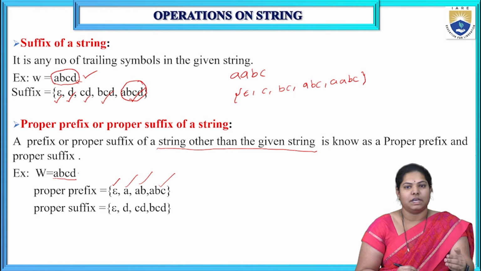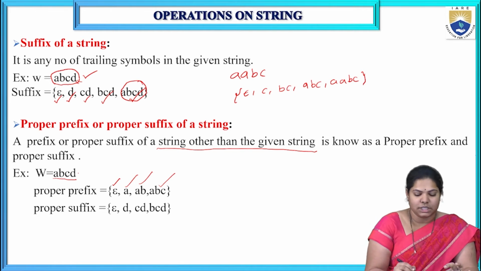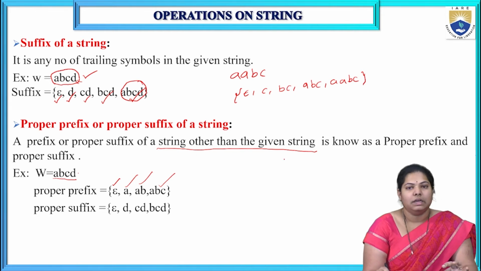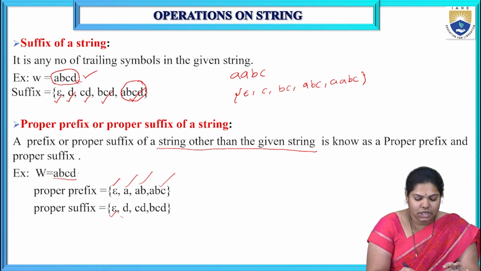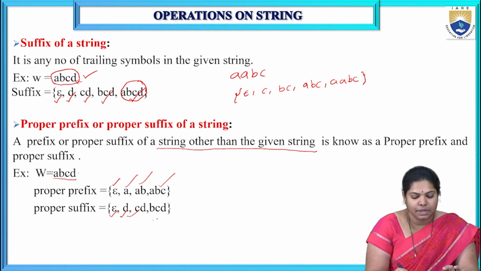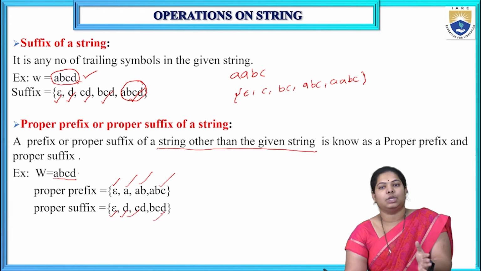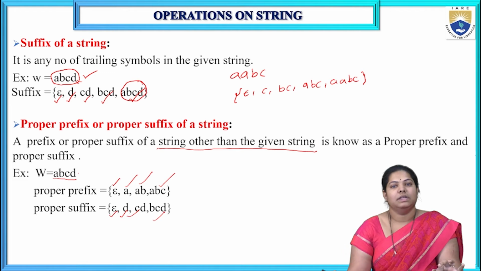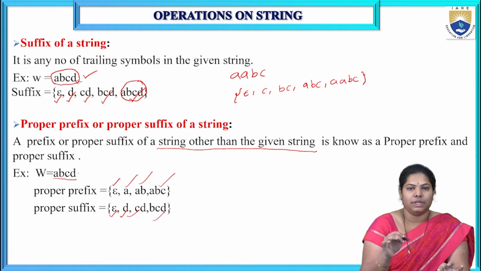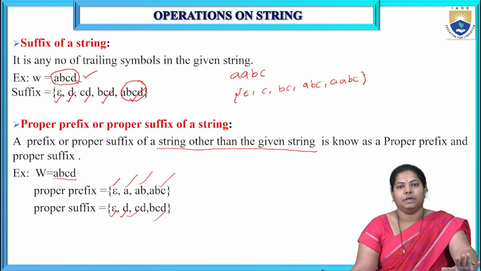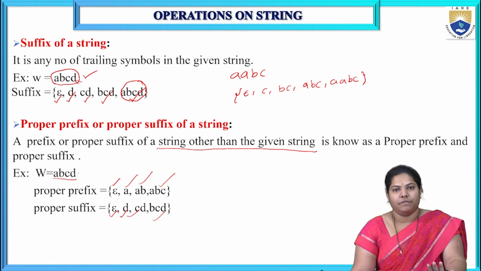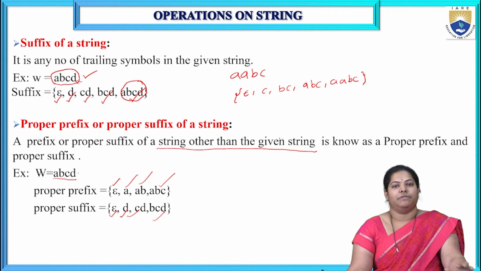In the same way, the proper suffix also doesn't contain the given string. It starts from the trailing: epsilon, D, CD and BCD. It doesn't contain the string ABCD, the given string that we have taken. So this is the difference between proper prefixes or proper suffixes and prefixes and suffixes.